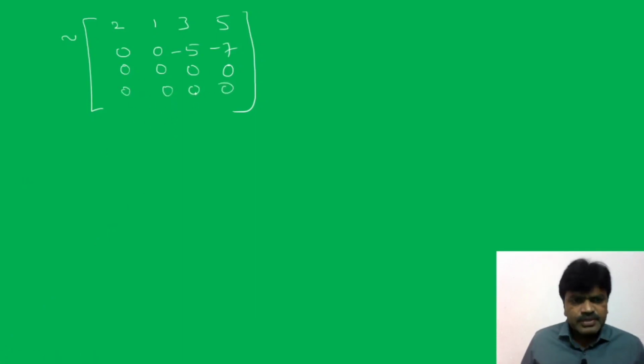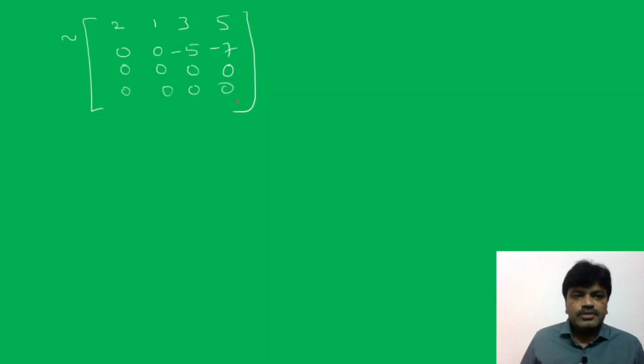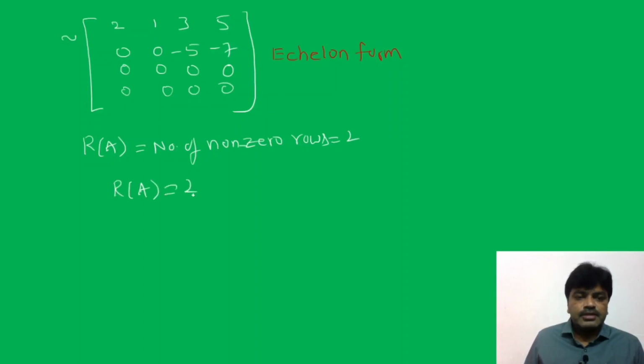Now see here, friends, this equivalent matrix form is echelon form. Now the number of non-zero rows, rank of A, that is equal to the number of non-zero rows. How many non-zero rows? 1, 2. So what is the conclusion here? Rank of A is equal to 2.